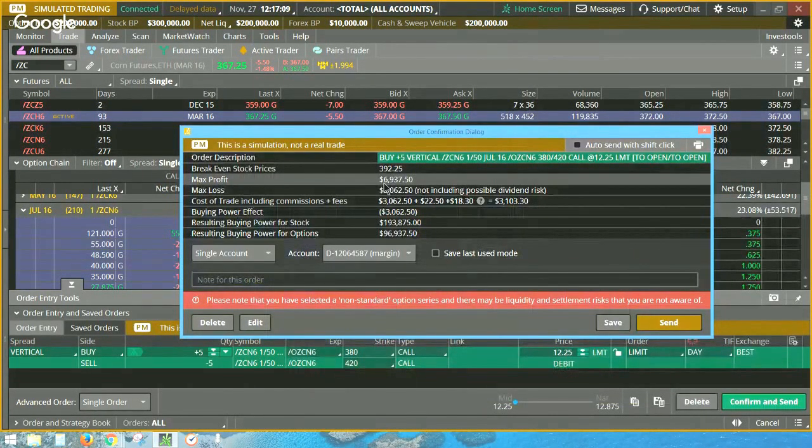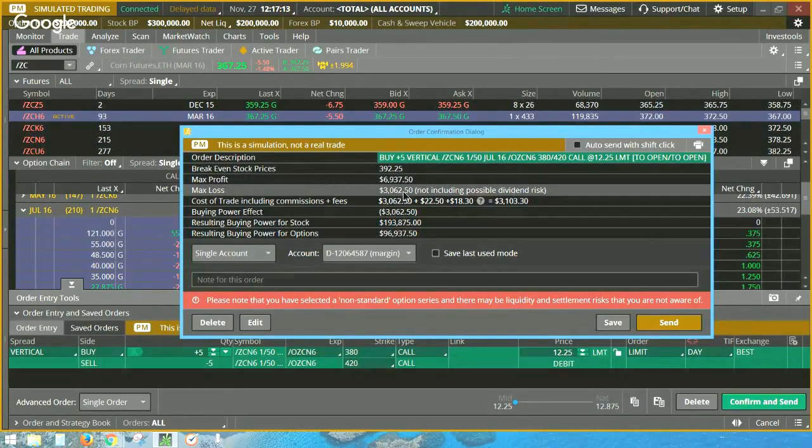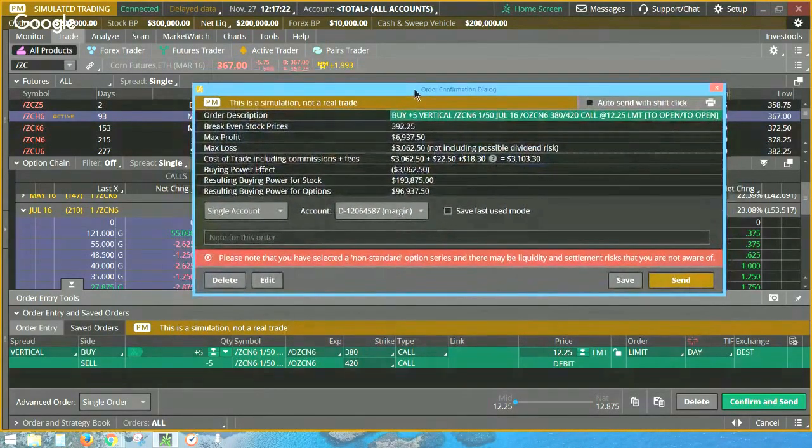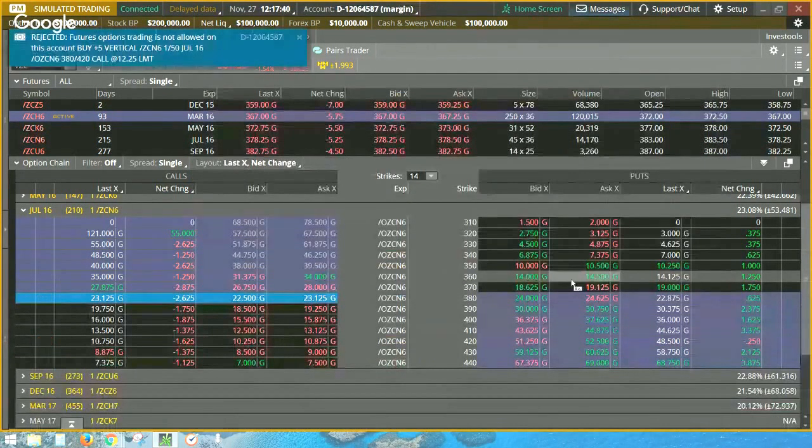Your max profit is 6,937.50. Max loss is 3,000. So for every dollar we're risking, our potential gain is going to be another dollar. So we're risking $1 for the potential to gain $2. And here's the cost for 5 contracts: $18.30. Very, very cheap way to do it on yourself through TD Ameritrade. I really like that. So I'm just going to execute that.